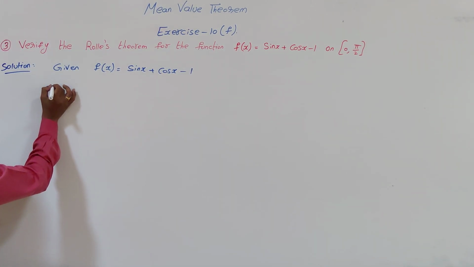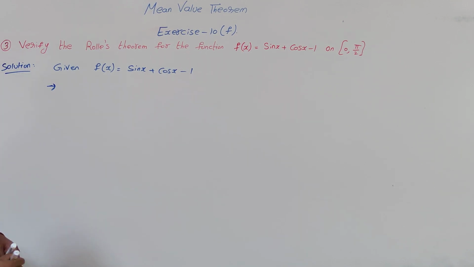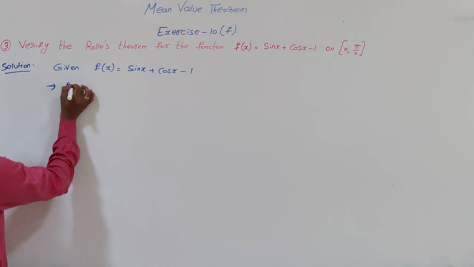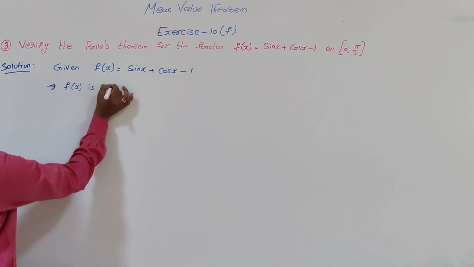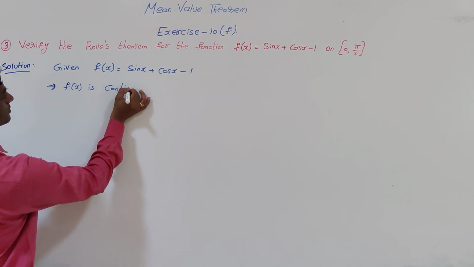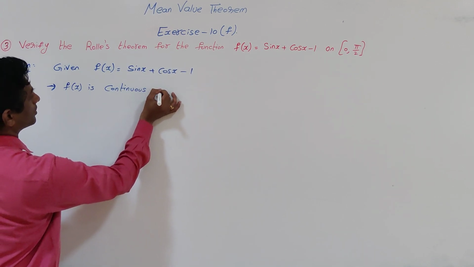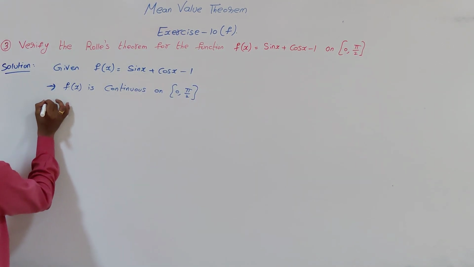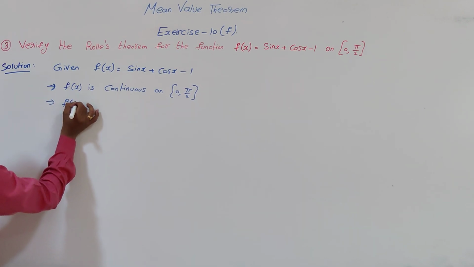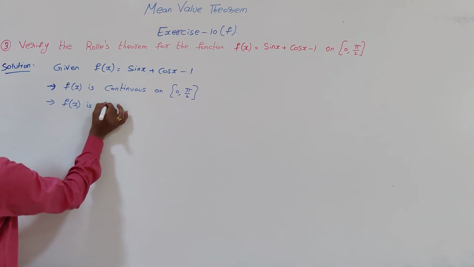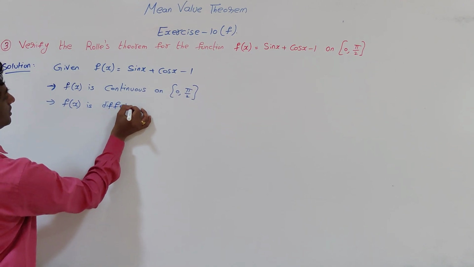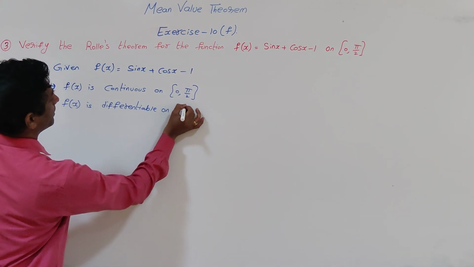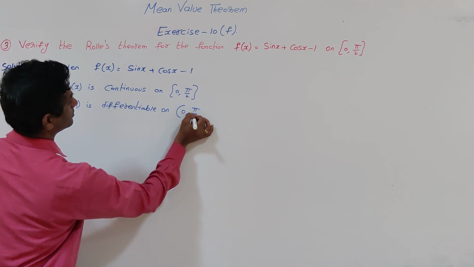First one, sin x and cos x are continuous functions. So f of x is continuous on closed interval 0 comma pi by 2. Second condition is it is differentiable. f of x is differentiable on open interval 0 comma pi by 2.